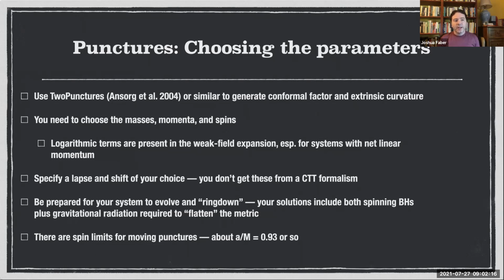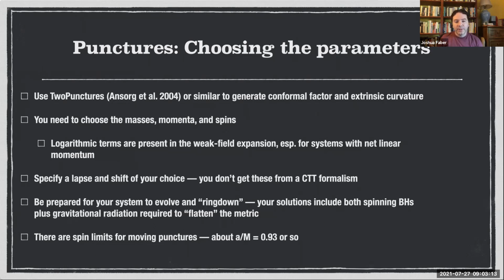It's somewhat important, if at all possible, to always do calculations in the center of mass frame of the binary. It turns out, and this was noted in the original TwoPunctures paper by Ansorg et al., there are logarithmic terms present in the weak field expansion, especially for systems with net linear momentum. The logarithmic terms occur at higher order, essentially. If you have net linear momentum in your system, these end up mucking about in the spectral expansion that you use for these systems, and they can limit the total accuracy of the calculation and force you into requiring higher resolution in order to get results of equivalent accuracy.